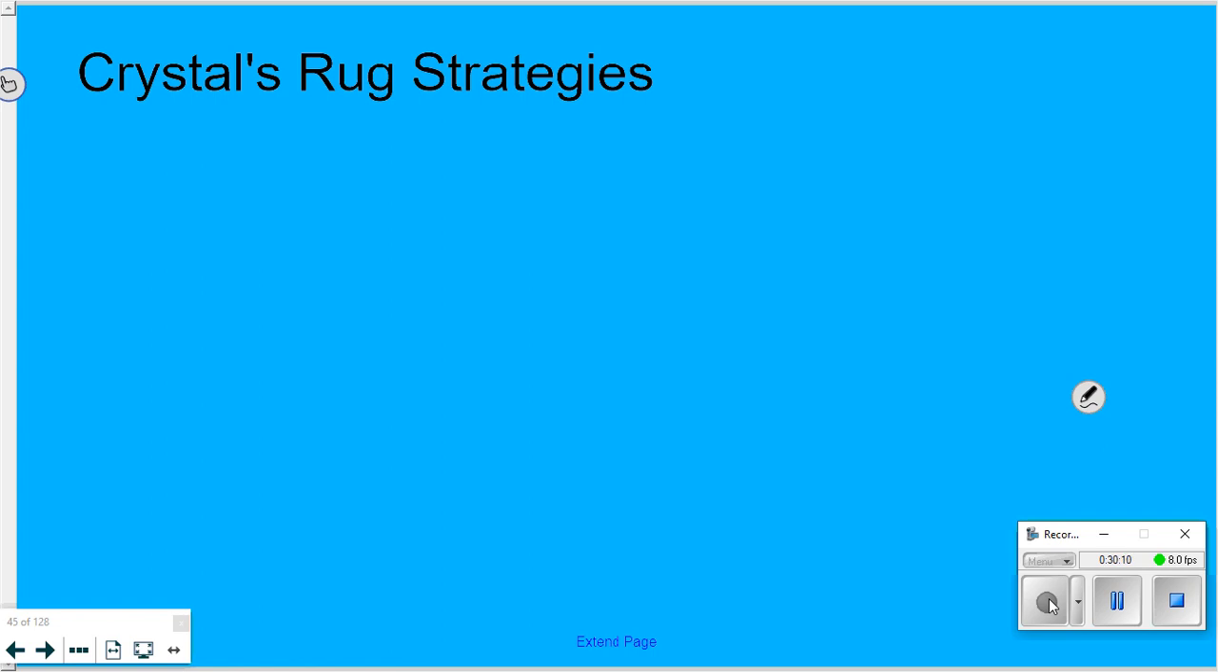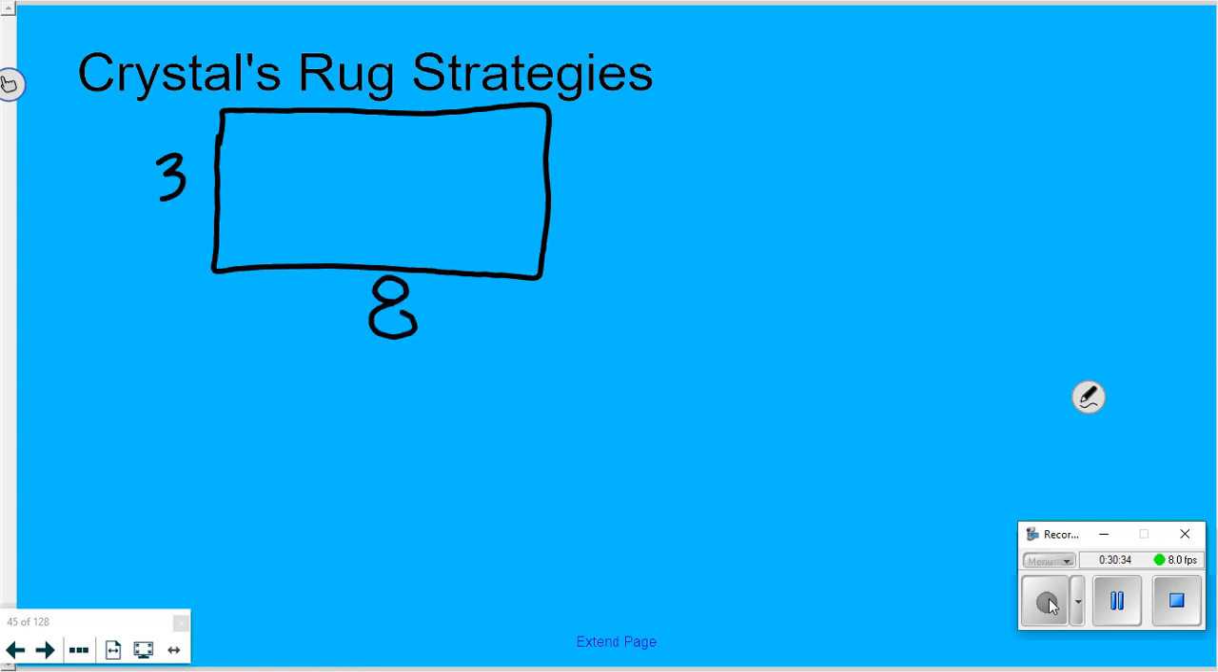It's 3, and then it's 9. Count it one more time. 8. On the front of your Crystal's Rugs paper, if you have not drawn a rectangle and labeled it 3 by 8, you need to do that. What if we did it on a list? That's fine. If you did it on graph paper, that's fine. But make sure that your dimensions are labeled.